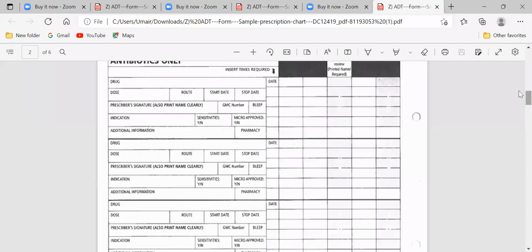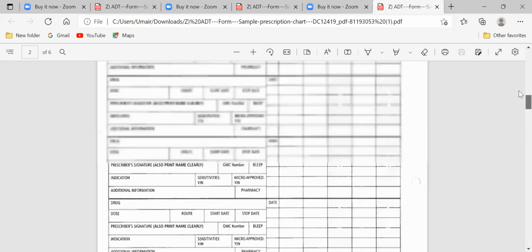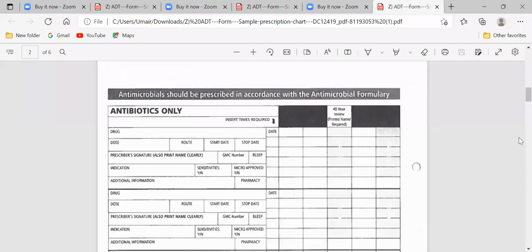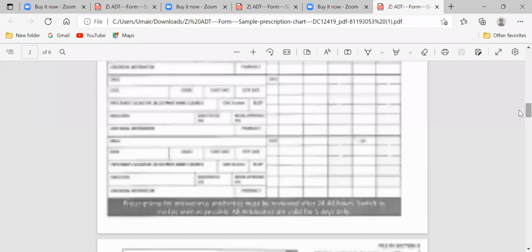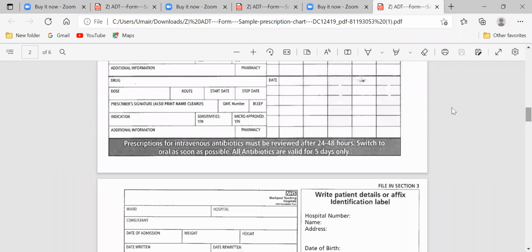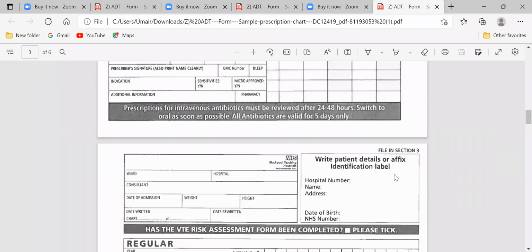So this is how you have to fill all antibiotic sections. There are 4 columns in each antibiotic section, and every drug is being prescribed for 7 days, and every drug is going to occupy 2 sections, right?